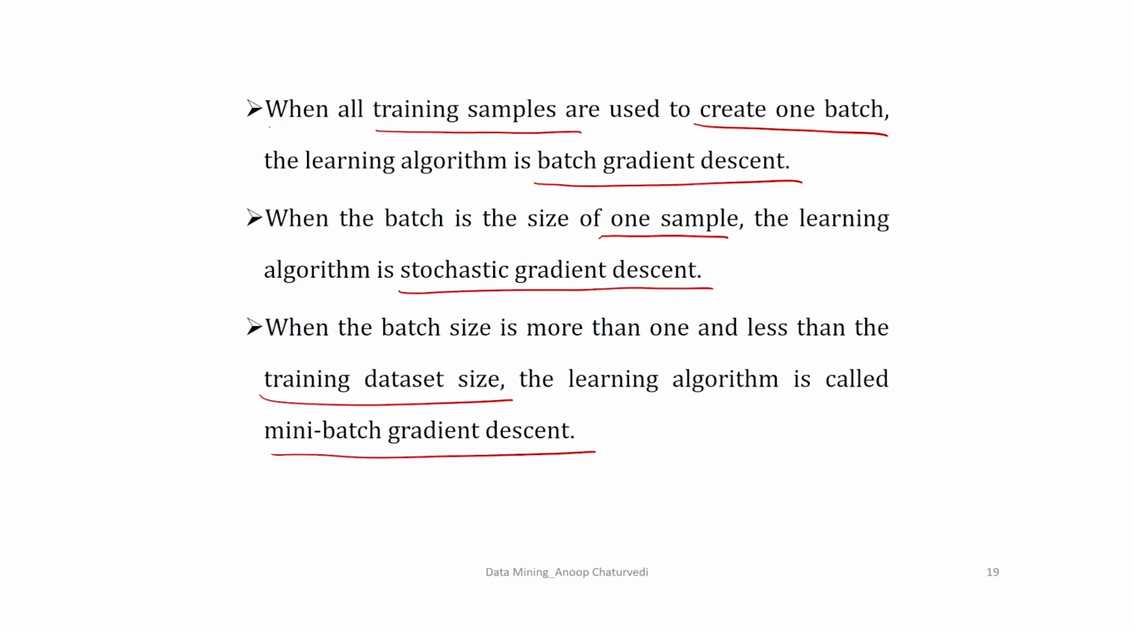If the batch is of size 1 and you are randomly selecting the sample, then the learning algorithm is stochastic gradient descent. And suppose the batch size is somewhere between 1 and all the training samples. It is more than 1, but less than the training data set size. Then it is called mini batch gradient descent.